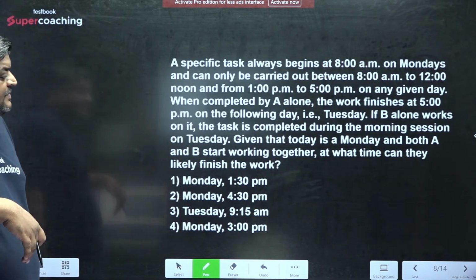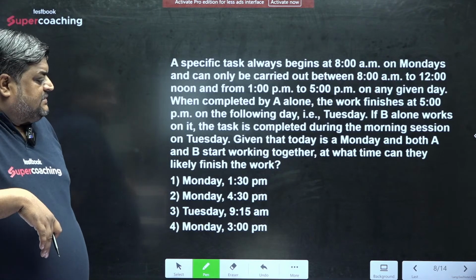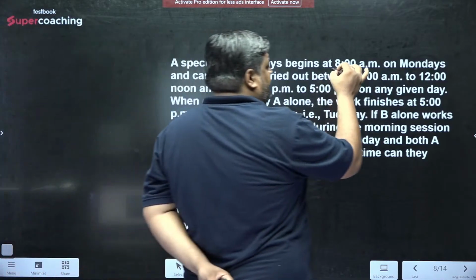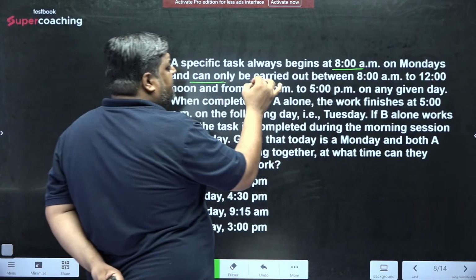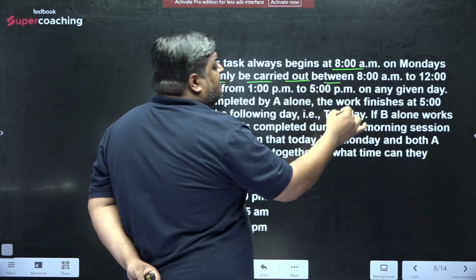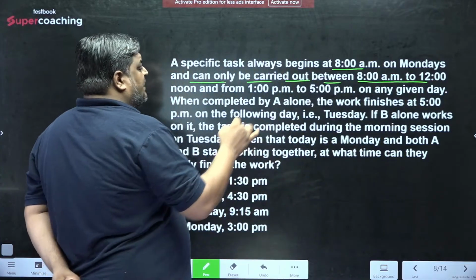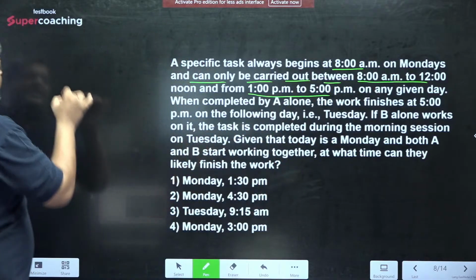ओके, so there is a specific task. ठीक है, there is a specific task which always begins at 8 a.m. on Monday and can only be carried out between 8 a.m. to 12 p.m. and from 1 p.m. to 5 p.m.